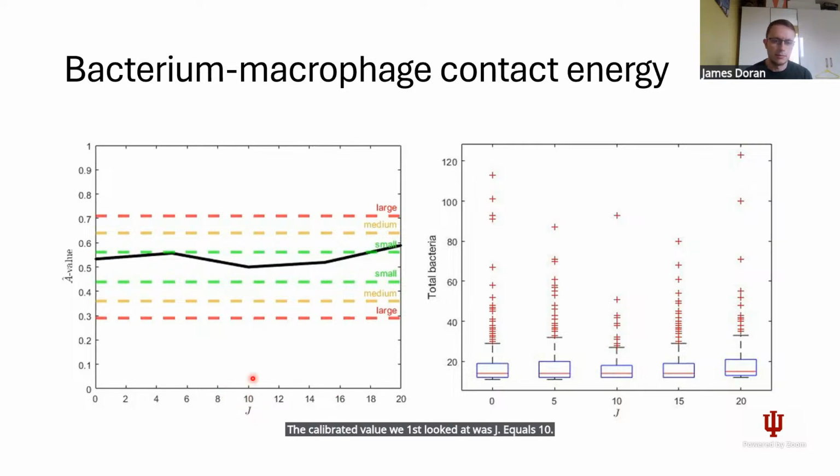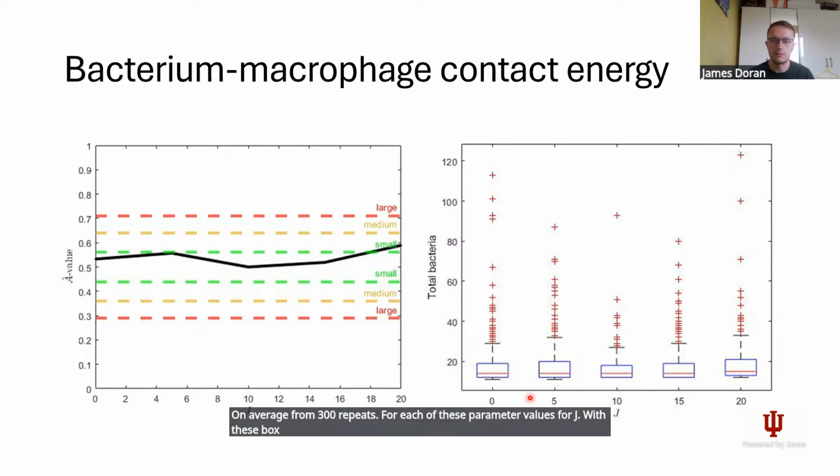I would say don't worry too much about the exact values used, but we compared this to 4 other values of 0, 5, 15, and 20. So the plot on the left shows the statistical significance of the differences between the results generated with J equals 10 and these other values that we considered. And on the right, you can see the total amount of bacteria left at the end of our simulations, on average from 300 repeats for each of these parameter values for J, with these box and whisker diagrams.